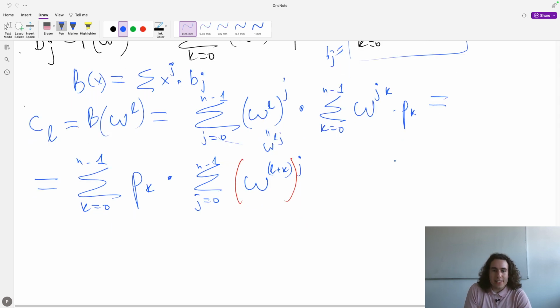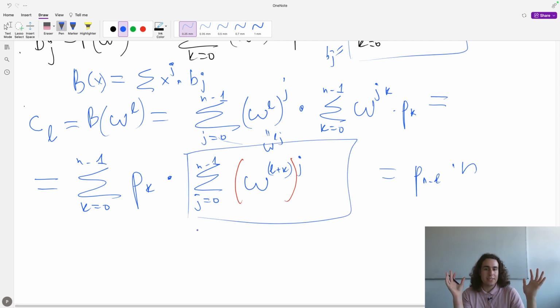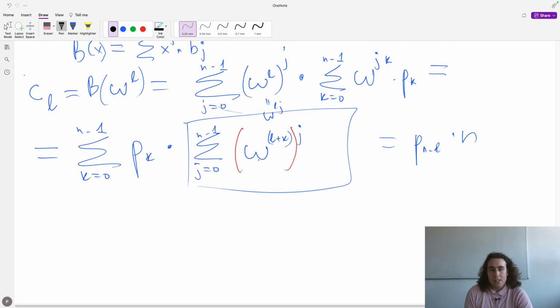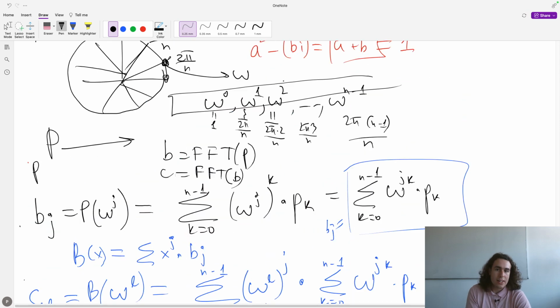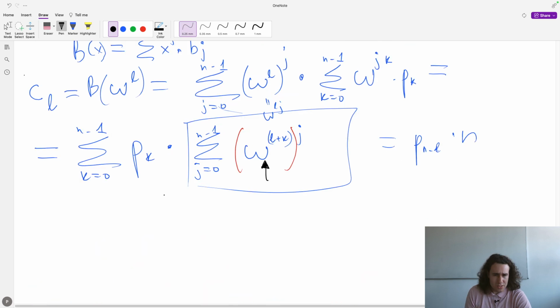Or in other words, you can write it as omega to the L plus k, to the power of j. And I want to say that at the end, this is just p of n minus L basically, right? The inverse index times n. So I want to say that most of these things just cancel out. Most of these things are just equal to 0. Why is this the case? Well, what are these numbers? We know that omega to any power is one of our roots, right? And our roots were defined as the roots of this polynomial, x to the n is equal to 1.